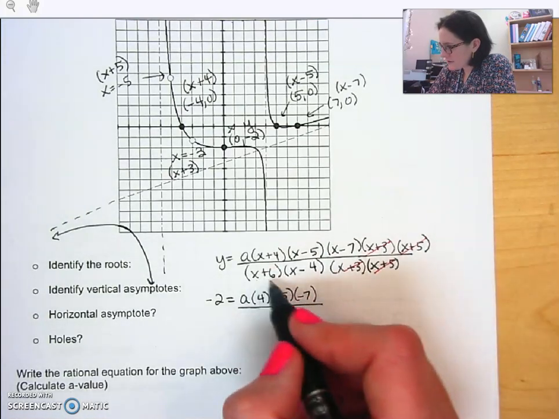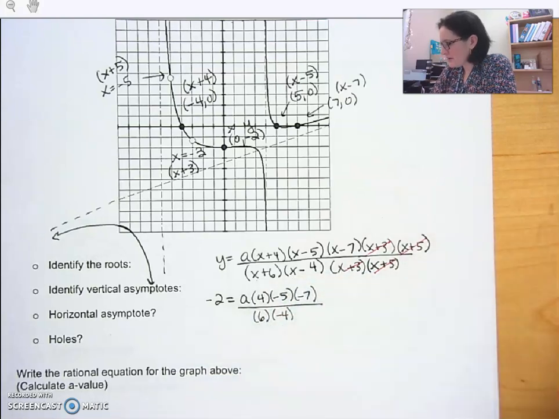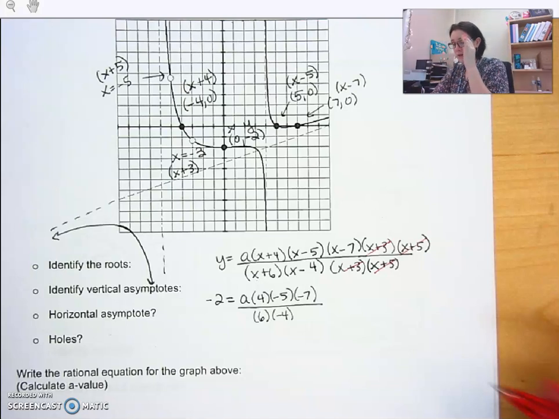And then the denominator, 0 plus 6 is 6. 0 minus 4 is -4. So now let me see wherever I can simplify on the right-hand side. So 4 over -4 will give me -1, and that looks like about as good as it's going to get.